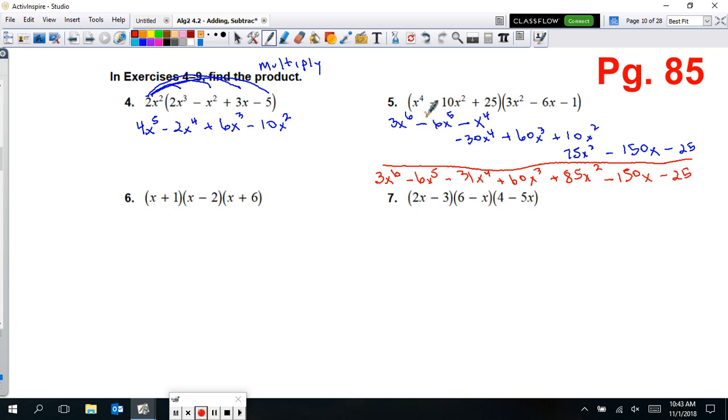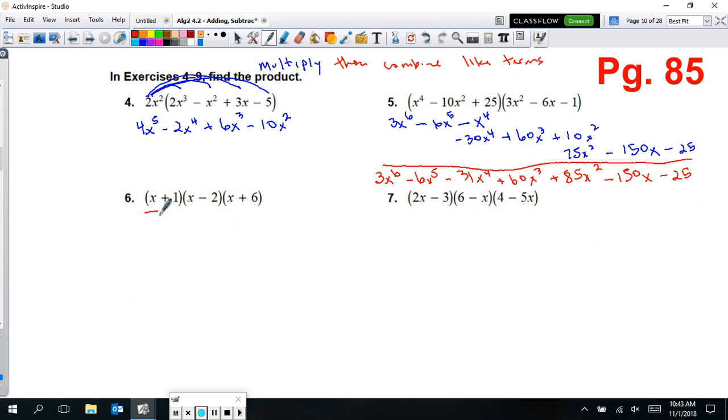So all you need to make sure you do, there's two steps here. You multiply, then combine like terms. So multiply, and I'll put then combine like terms. On this one we just had to multiply, but here we have to multiply then combine like terms to get our final answer. So here we have the three polynomials.